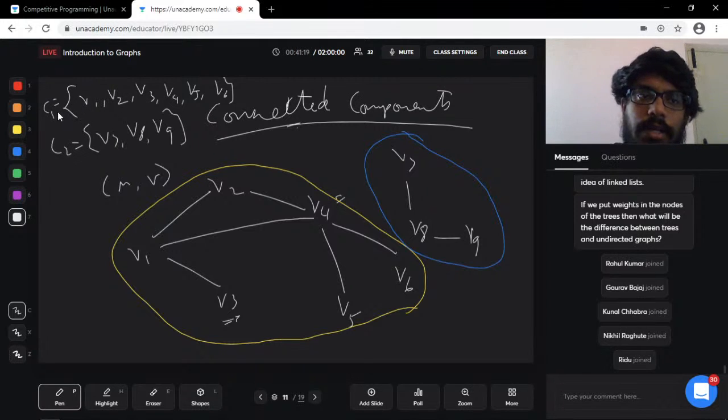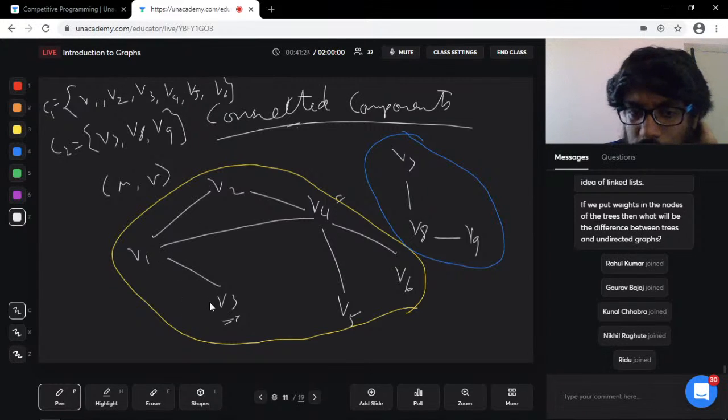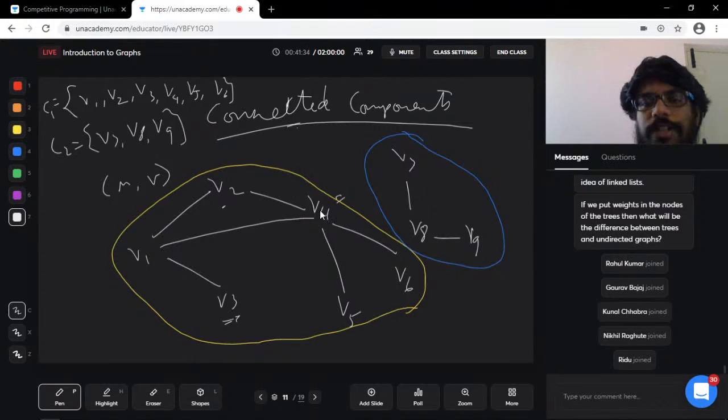What does this mean? It means that when I look at C1, take any two vertices in that. So let's take, I don't know, V2 and V5. There is a path which connects V2 and V5, right? Because I can go from V2 to V4 and V4 to V5. Let's take V4 and V6. V4 and V6 are connected to each other because they are just directly adjacent. It's an even better version for me. So in this sense, take any two vertices inside this and they'll be connected to each other.